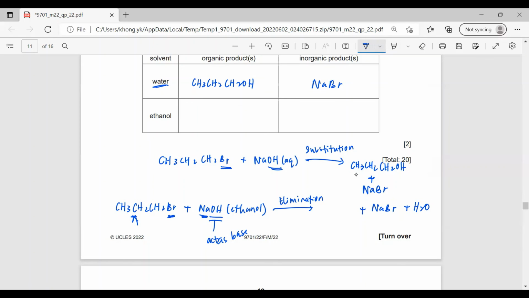In terms of the organic product, since we remove one H from this carbon and we remove the Br from the second carbon, the organic product that we will get is an alkene. So we will get CH3CHCH2. And the inorganic product will be NaBr plus H2O.